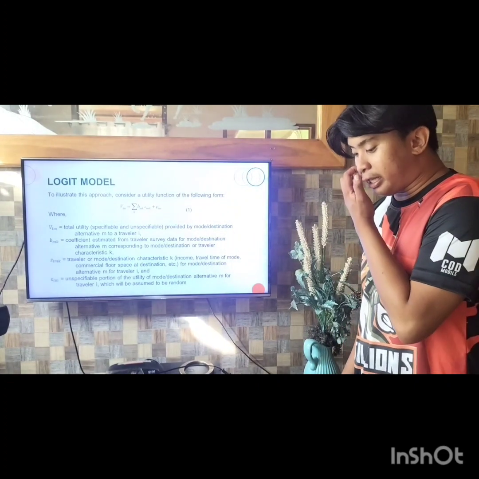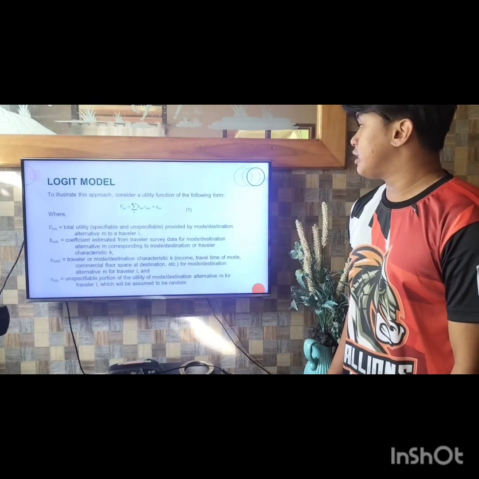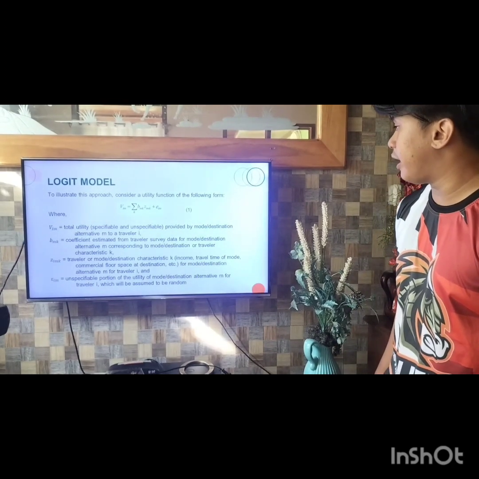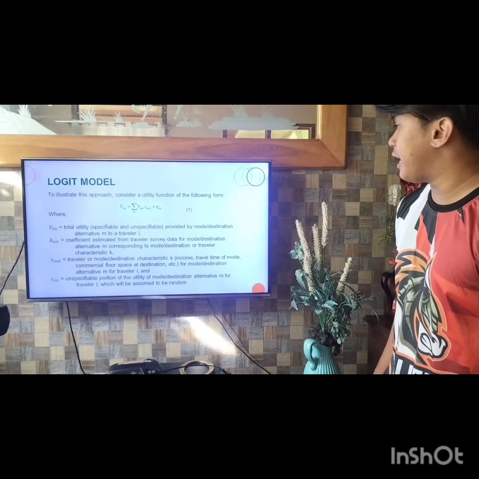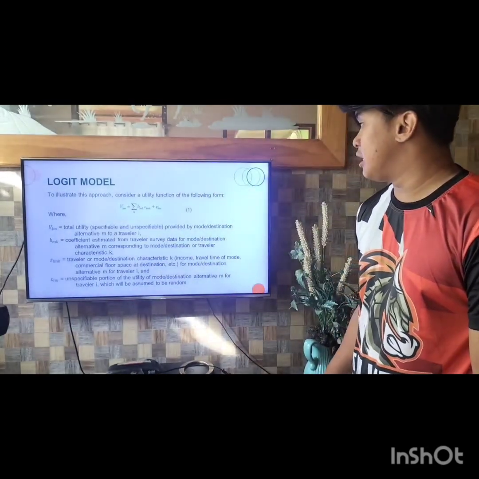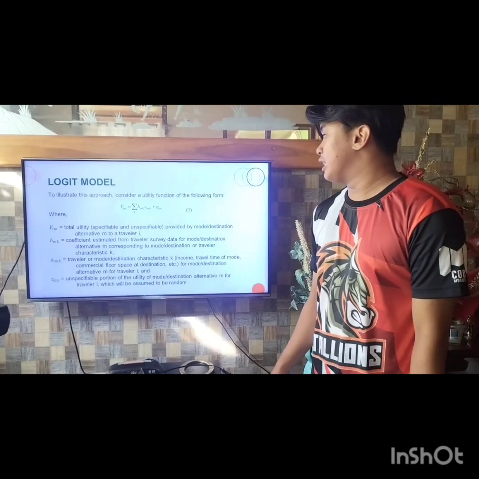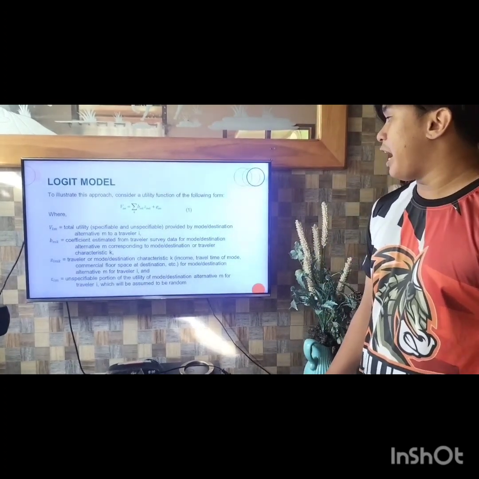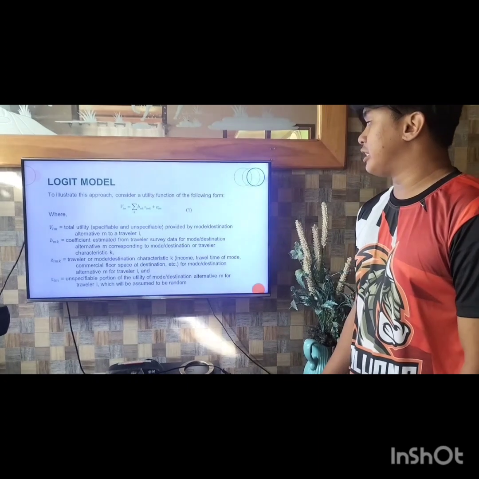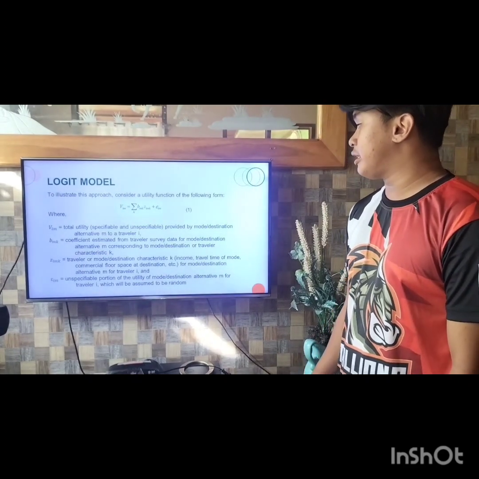To illustrate the approach, consider utility functions of the following form. The formula is V sub IM is equal to the summation over K of B sub MK times Z sub IMK, plus epsilon IM, where V sub IM is the total utility, specifiable and unspecifiable, provided by mode-destination alternative M to traveler I, and B sub MK is the coefficient estimated from traveler survey data for mode-destination alternative M corresponding to mode-destination or traveler characteristic K.